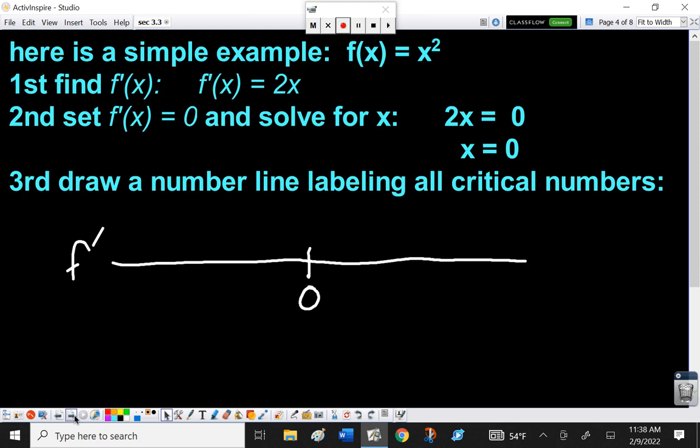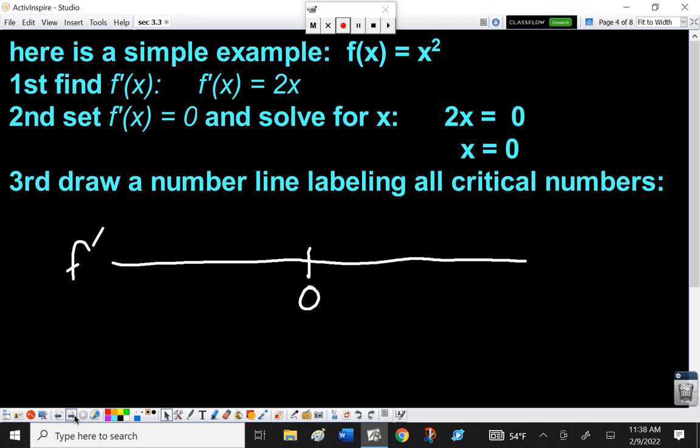Here's a simple example. Let's let f of x equal x squared. We all know what x squared looks like. There's been pictures of x squared, and it was on your summer packet. So it was on the packet we did at the beginning of the school year. So you should be very familiar with x squared.